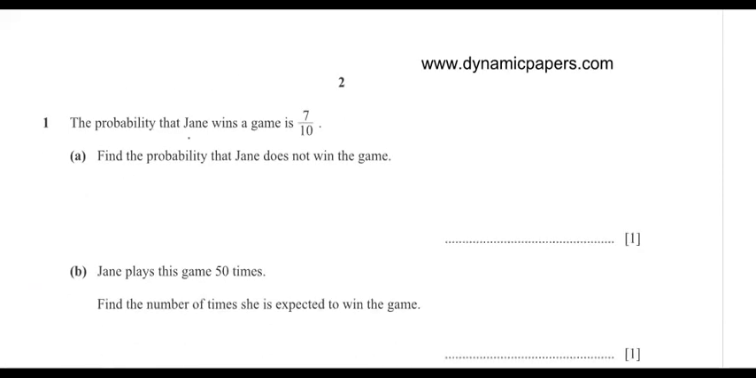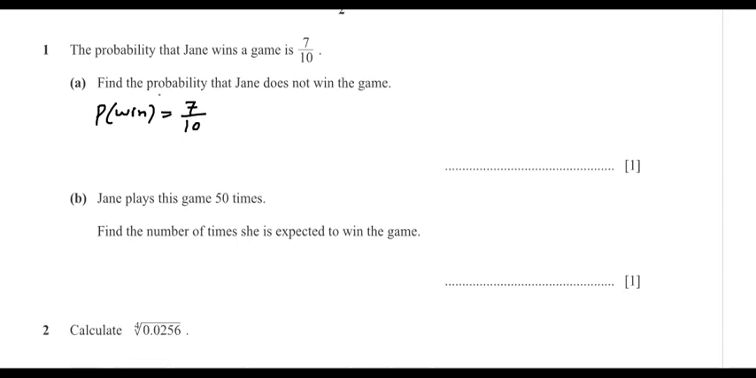Question number 1 is: the probability that Jane wins a game is 7/10. I mean, it is given that the probability to win the game is 7/10. Find the probability Jane does not win the game. Okay, if the probability of the win is given, how do we find the probability of not winning?